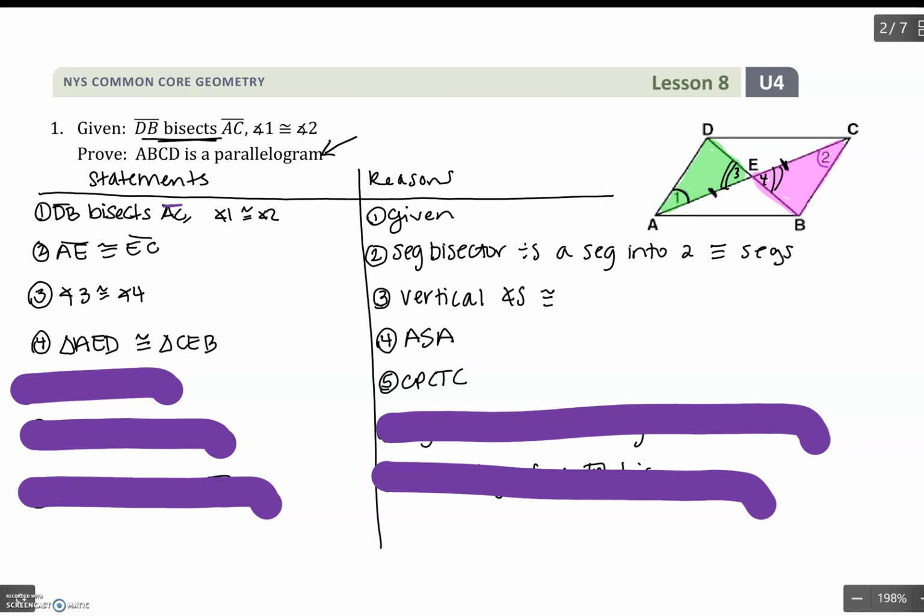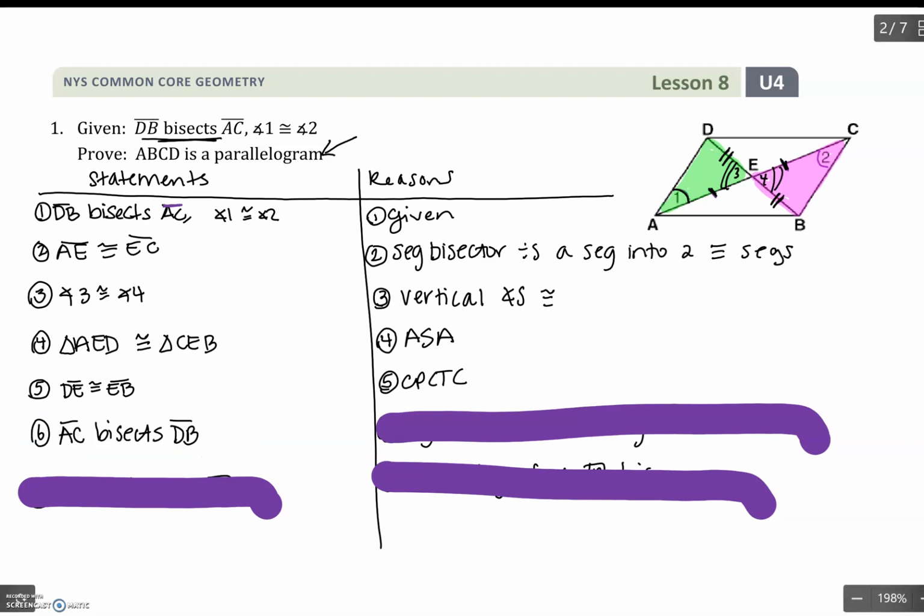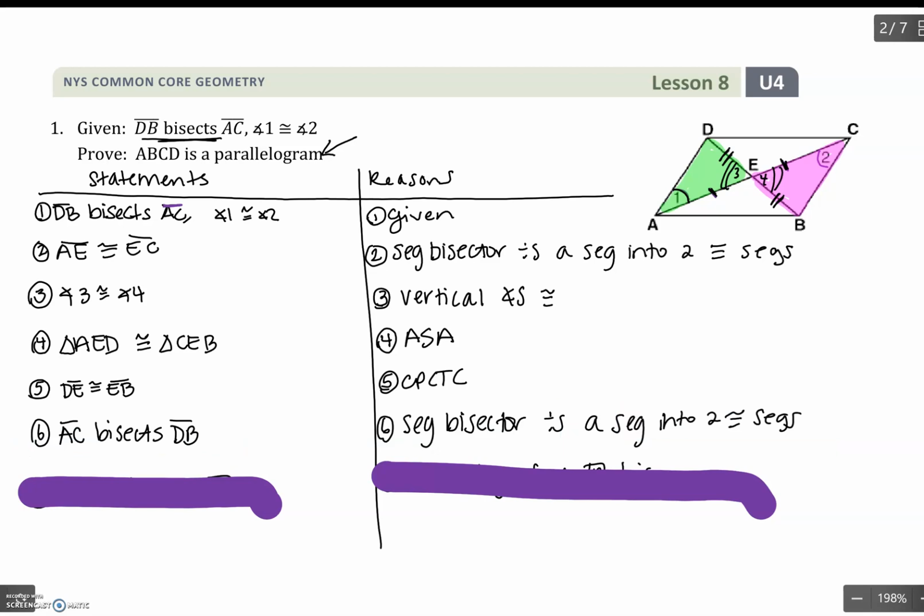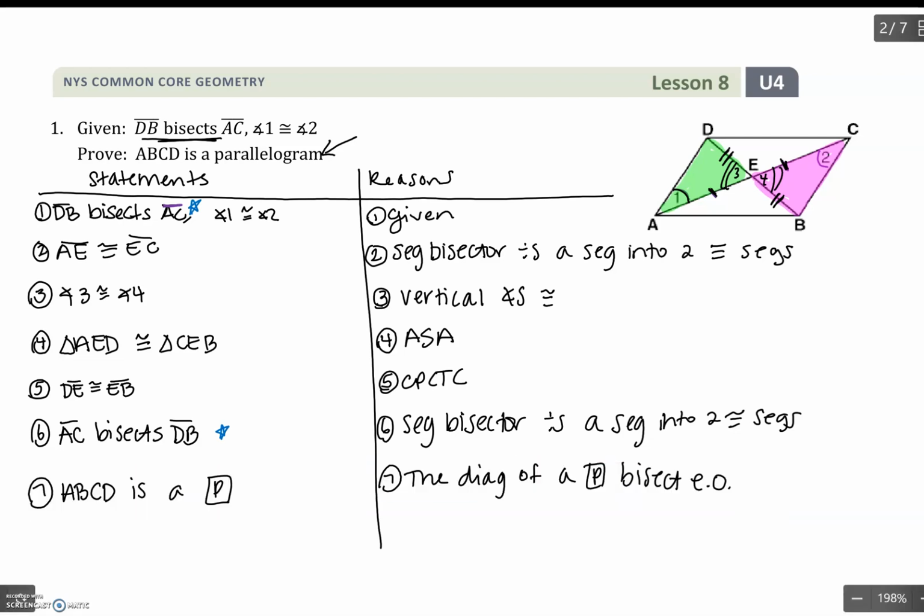So I'm going to use my CPCTC to show that DE and EB from these triangles are congruent to one another. They are because they're sides of the triangles, and since they are, that means that AC is also bisecting DB, because a segment bisector divides a segment into 2 congruent segments, and we have 2 congruent segments, so we have to have a bisector. And since we now have both AC bisecting DB and DB bisecting AC back, we have a parallelogram because the diagonals are bisecting each other. Okay, this only is a common reason if you have both diagonals drawn in the picture.